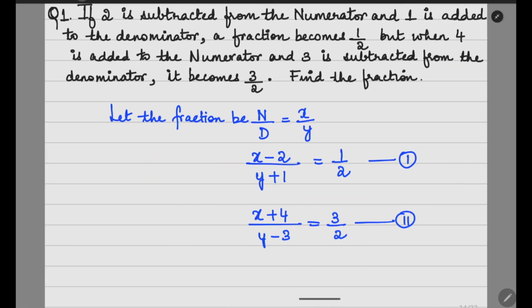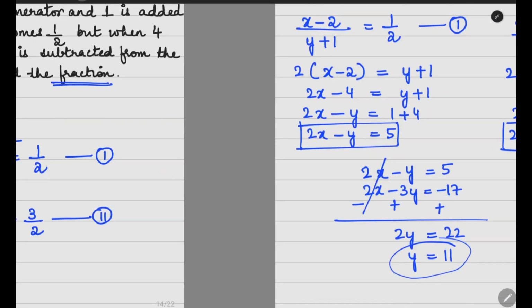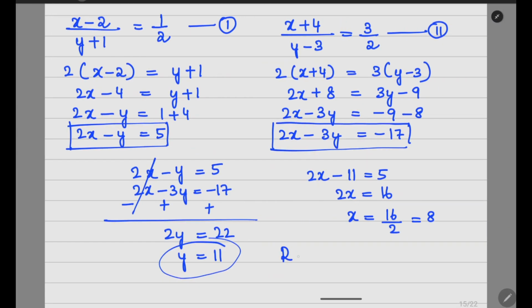So according to the question, what is it? Our required fraction. Find the fraction. So our required fraction is x by y. X is 8, y is 11. That's your answer. So it's very, very easy, extremely easy.